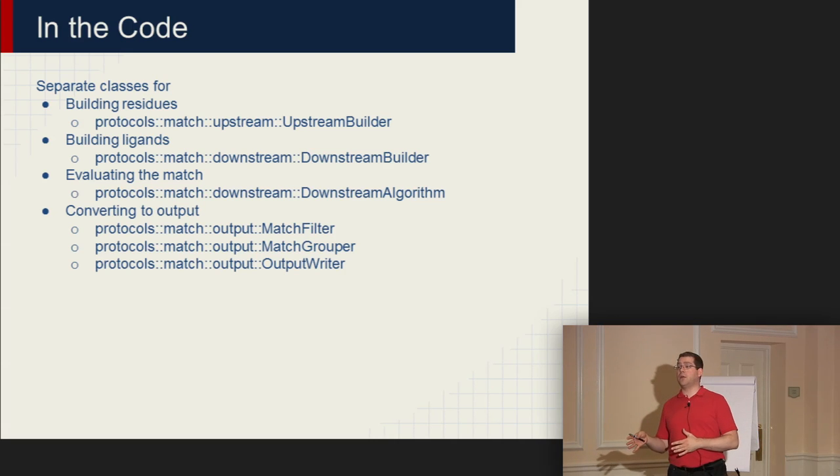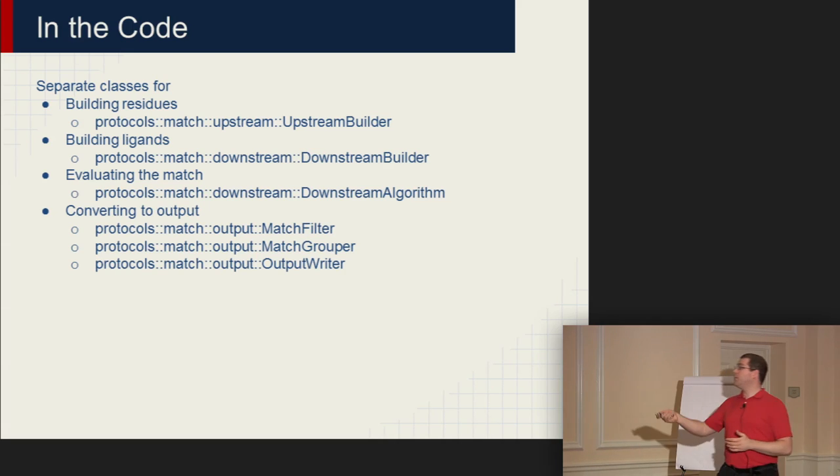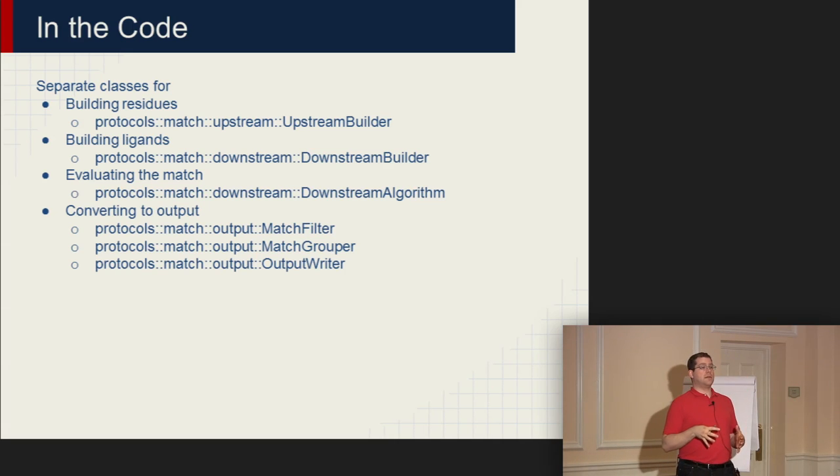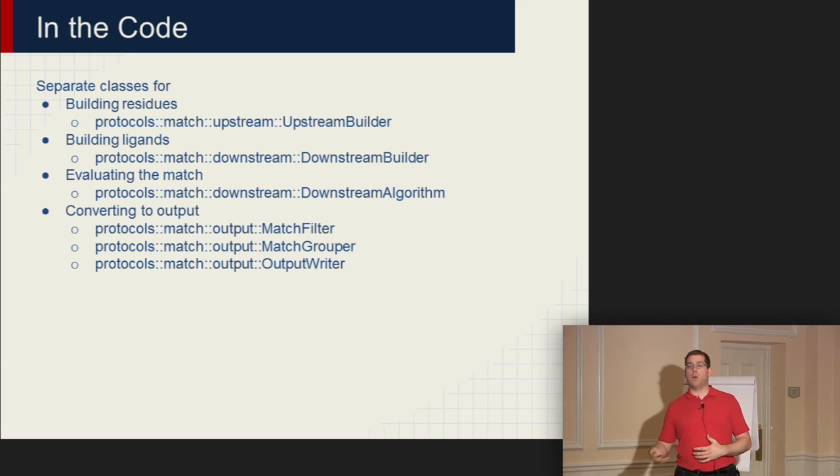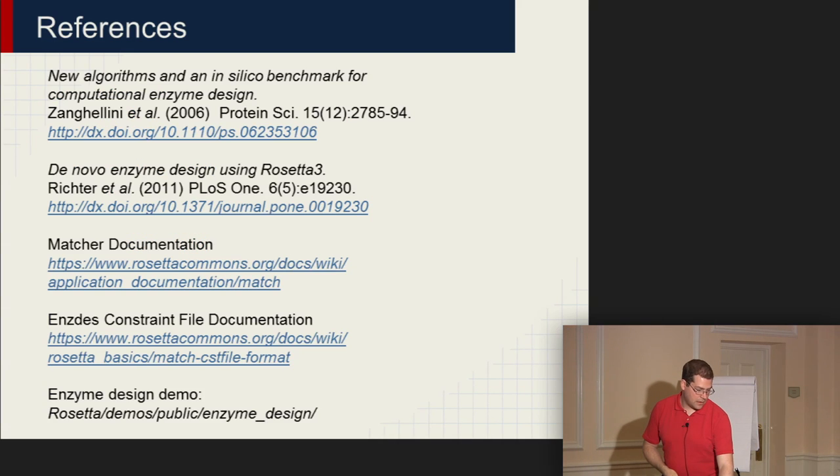So I mentioned the fact that we had classic matching and secondary matching. Well, both of those protocols are represented by a downstream algorithm. So you have one downstream algorithm that represents the classic matching protocol, and you actually have two different downstream algorithms to represent two different ways of doing the secondary matching. And then by using independent classes for these different stages, you can then combine those classes, so you can be flexible as far as how you're doing the building of the different residues, how you're doing the matching evaluation, and then finally the different ways of outputting these matches. And so there's a number of different references in case you want to read more.